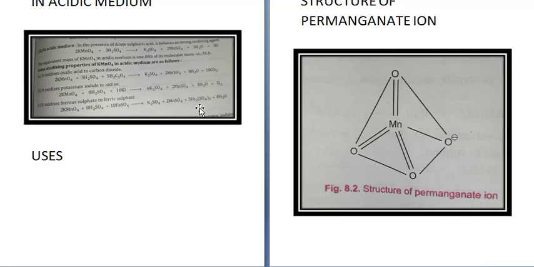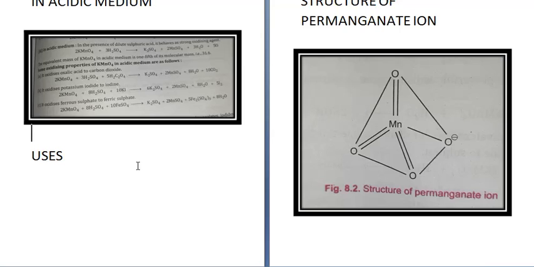Next we come to uses of potassium permanganate. It is used in volumetric analysis for estimation of ferrous salts, oxalates, iodides and hydrogen peroxide. In titrations you will be doing them in the practicals, so you can see, and it is obviously also used as an oxidizing agent because it oxidizes a number of compounds.